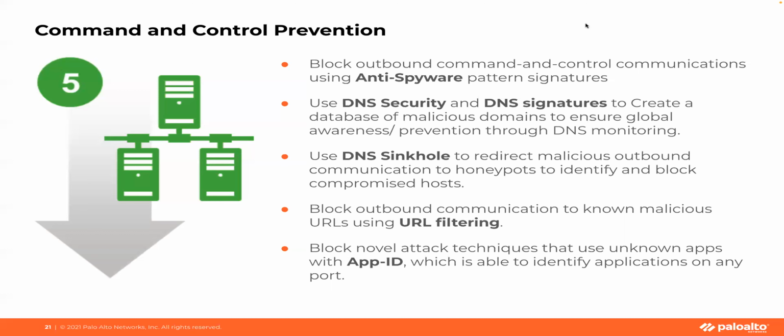In that case, we can use AppID, and with AppID, we can block unknown apps. So if AppID does not recognize an app, it will label it as unknown TCP or unknown UDP. If we block unknown TCP or unknown UDP, we can simply block the traffic that the firewall is not able to recognize.